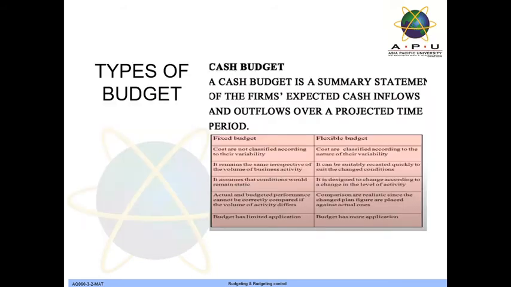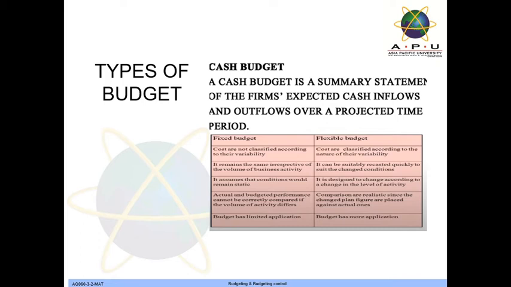Okay, now we go to fixed budget and flexible budget. What is a fixed budget? A fixed budget is designed to remain unchanged irrespective of the level of activity actually attained. A fixed budget is useful when there is no significant variation between the budgeted output and the actual output.